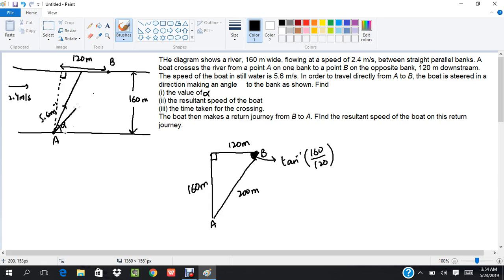This is how my true velocity goes, which is the resultant velocity, VB. This is VB relative to W, and this line would be VW, which is 2.4 meters per second. Fine. We have calculated this angle, right? And this is equal to tan inverse of 160 upon 120. And I'll enter this exact value in the calculator for making any calculations.